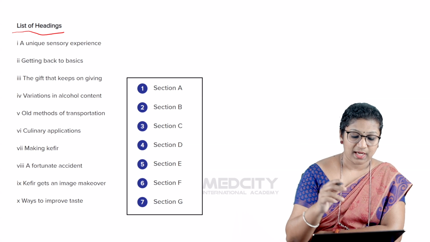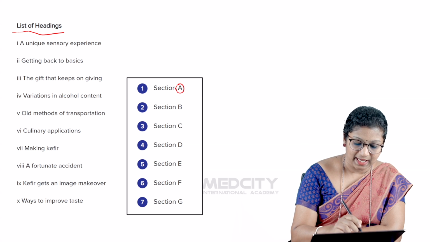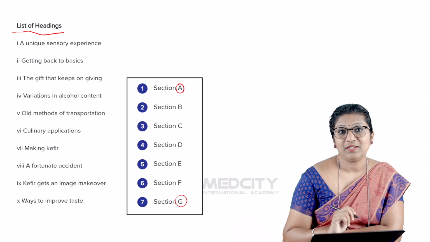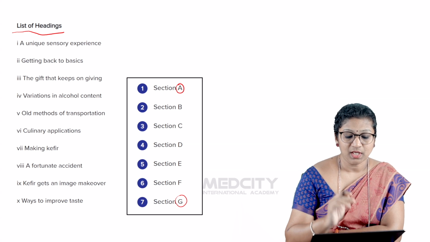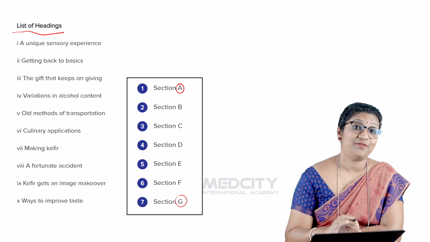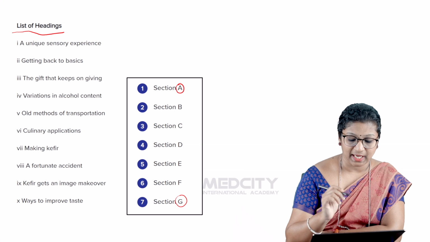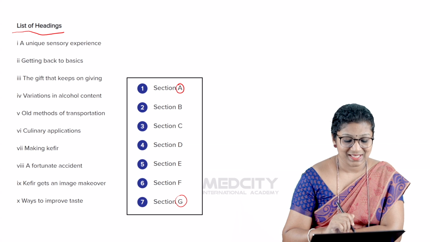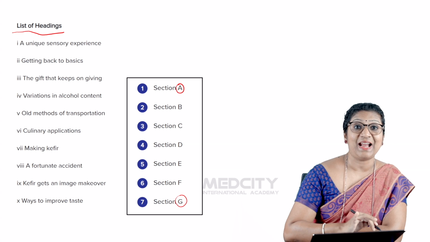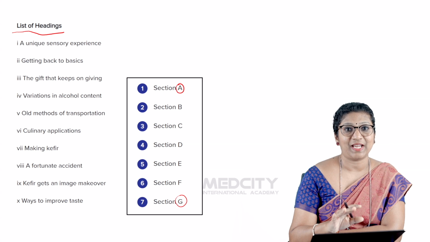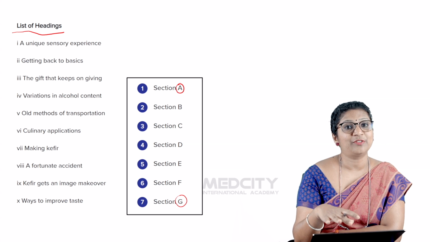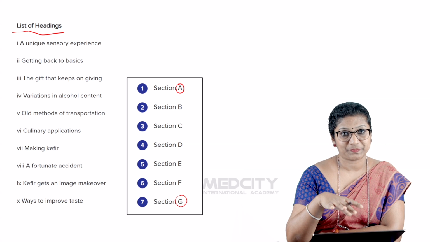sections. Now these sections mentioned as A to G are the paragraph numbers. So this particular passage has around 7 different paragraphs starting with section A all the way up to section G. And here we have around 10 headings. So you'll always find that the list of headings, you have more number of headings when compared to the number of paragraphs you have to match.